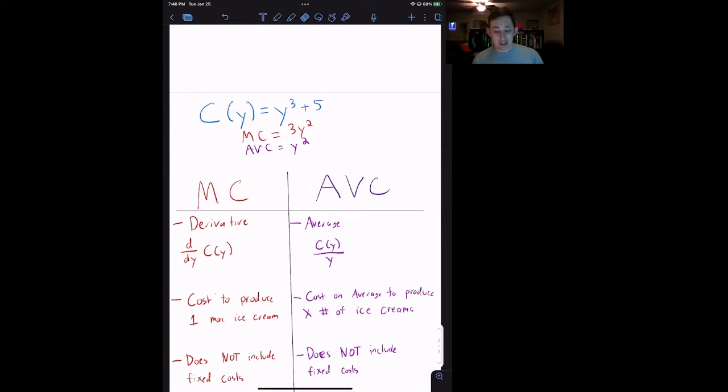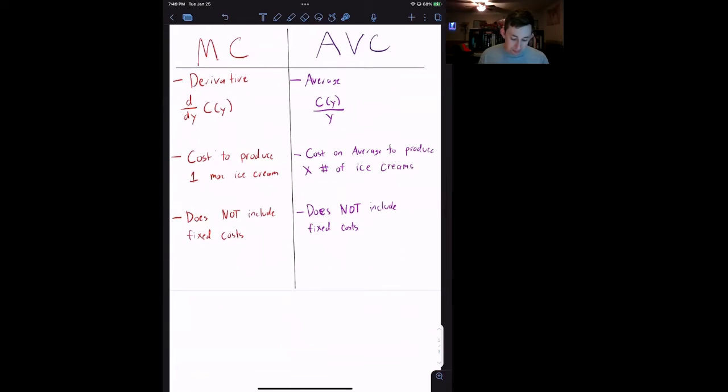I'm going to introduce this cost function. This cost function is going to be the cost of y, the number of ice creams that we are making, is going to be y cubed plus 5. And first, let's go ahead and calculate the marginal cost and average variable cost, which I've already done. The marginal cost is 3y squared, and the average variable cost is y squared. Notice that these two are very similar in terms of the equation. It's very easy to get confused between marginal cost and average variable cost or think they're the same thing. And hopefully by the end of the video, those differences will be more clear.